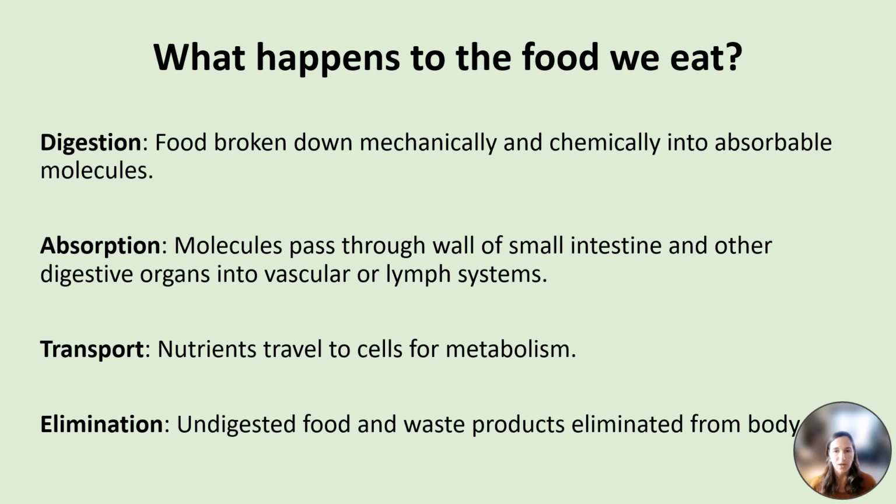What is absorption? This is when molecules pass through the wall of the small intestine. That's where the vast majority of absorption takes place, the small intestine, and other digestive organs into the vascular system and the lymph system. So we'll talk about that. Then these nutrients are transported to cells for metabolism. And then finally, anything that we don't use, our undigested food and waste products, get eliminated from our body. So that's basically in a nutshell what happens to the food that we eat.